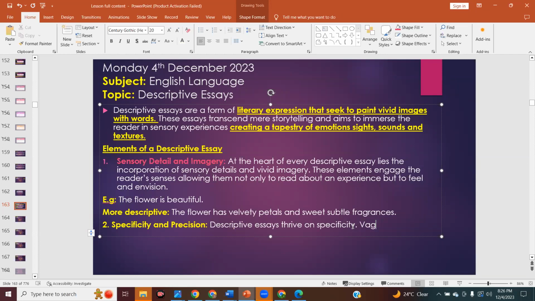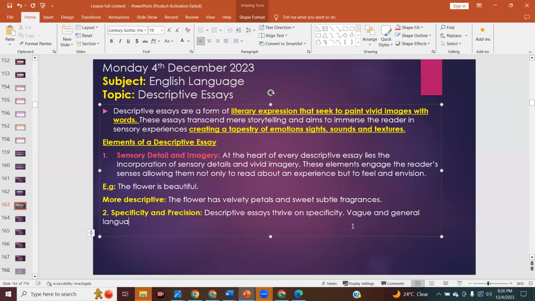So if you are vague and general, vague and general language lacks what? The power to immerse the reader in the intended purpose. So you have to be specific, right?